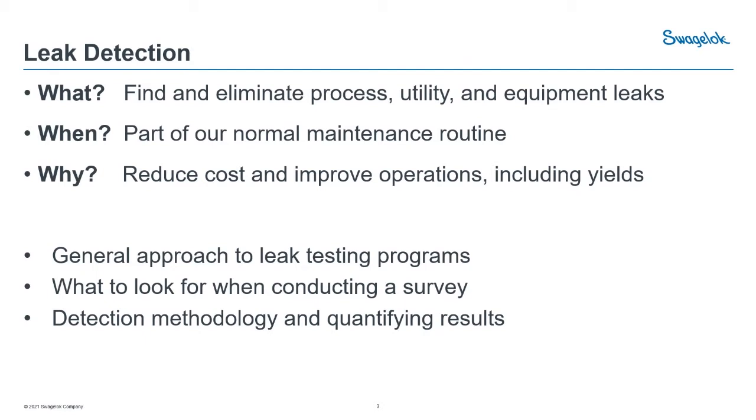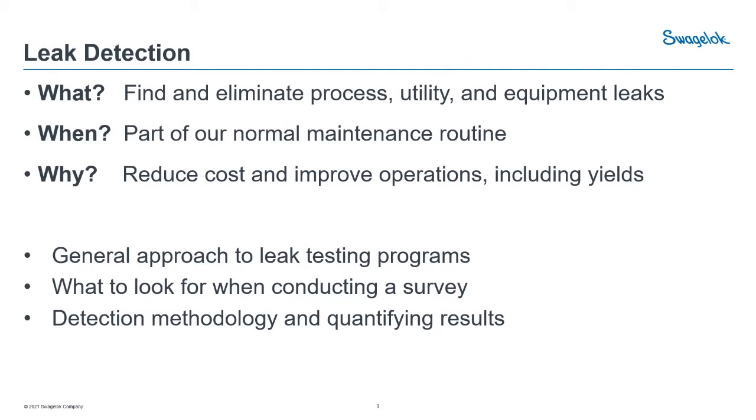So we always start off with our what, when, and why. Our goal here, what we're doing, is finding and eliminating process, utility, and equipment leaks, and again, preventing leaks when we do an initial install and we're building a piece of equipment. We're going to do that as part of our normal maintenance routine, part of our operating routine, and part of our installation practices. The reason why we're doing that is to reduce cost and improve operations down the line over the life of the equipment or the system. And also, we want to try to include yields if at all possible. We don't want to have any sort of product loss.